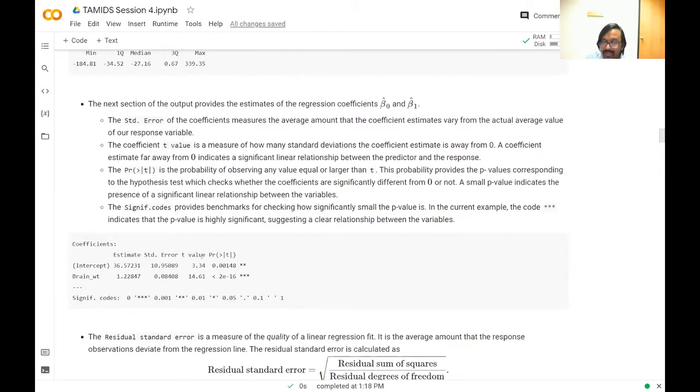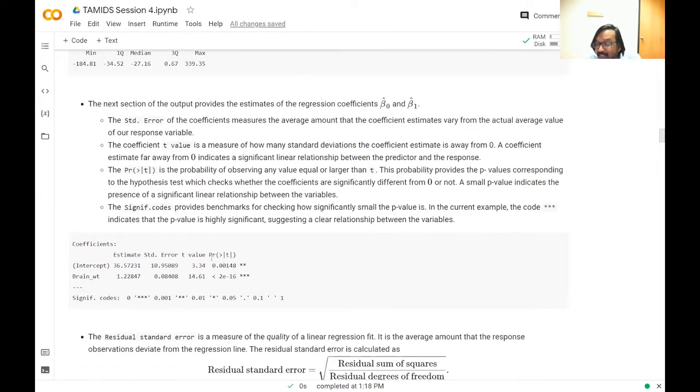The third column is the t-value. The t-value is a measure of how many standard deviations the coefficient estimate is away from zero. When the t-value is away from zero, that means that there is some interaction. So corresponding to the intercept term, it means that in the presence of the predictor brain weight, the intercept term is 3.3 standard deviations away from zero. Corresponding to the brain weight, it means that the slope term is 14 standard deviations away from zero.